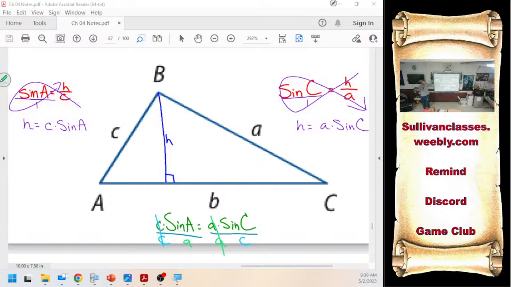And if I took this whole triangle and flopped it over so it was on the other side, I could redo the whole thing and find out it's also equal to sine of angle B over side B. That's the law of sines. The sine of any angle over its opposite side is the sine of any other angle over its opposite side.